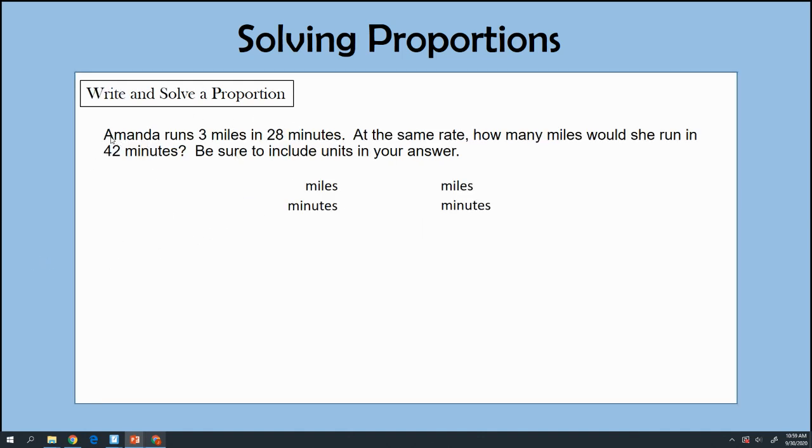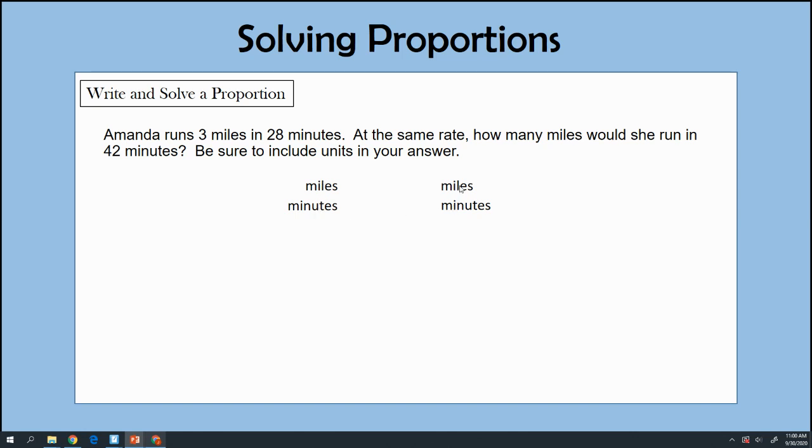Okay, another example of this. So Amanda runs 3 miles in 28 minutes. At that same rate, how many miles could she run in 42 minutes? Be sure to include units in your answer. So what we're looking at when we set up these ratios is we're looking for a ratio of miles to minutes. How many miles does she run and how many minutes?